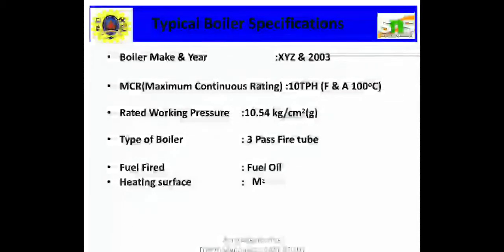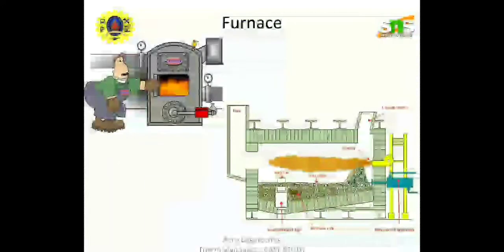It is a boiler made in the year 2003. The name is XYZ. The MCR is 10 TPH at 100 degrees C. Rated working pressure is 10.54 kg per centimeter squared. Type of boiler is 3-pass fire tube. Fuel fired heating surface in square meters, fuel is oil. Next is the furnace. How it works, we will discuss in the upcoming slides.